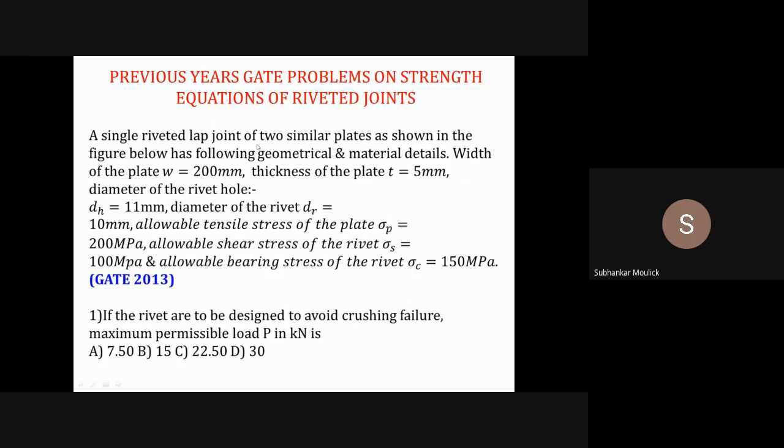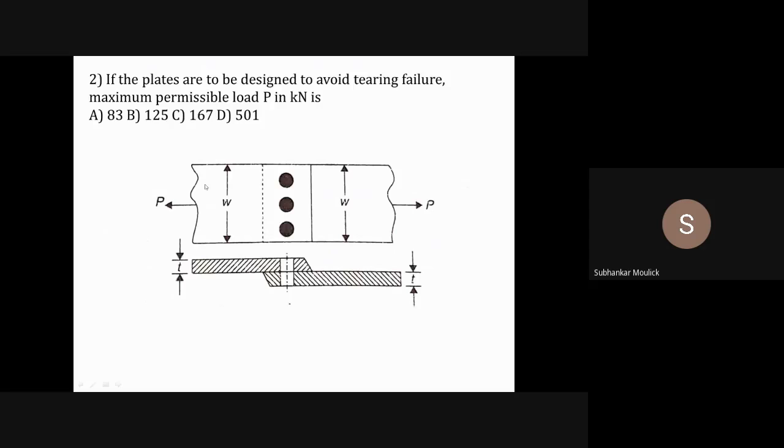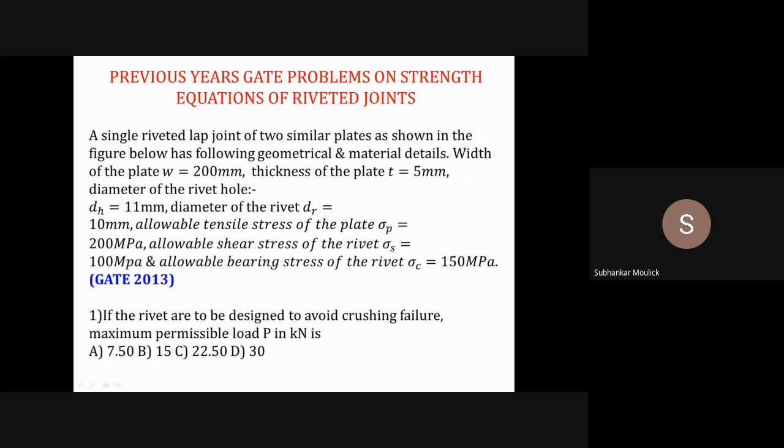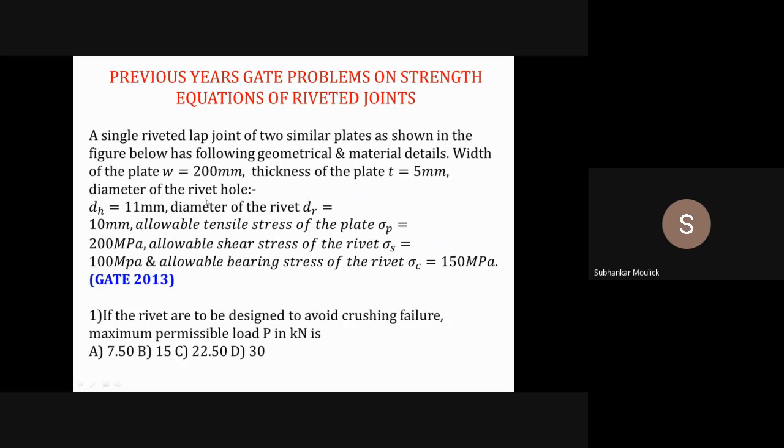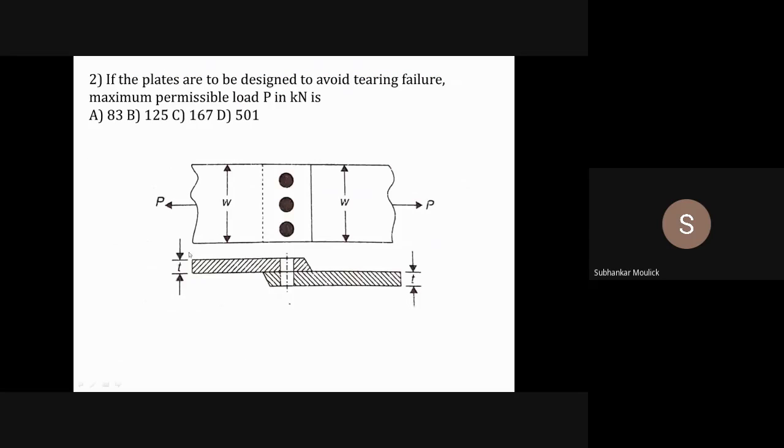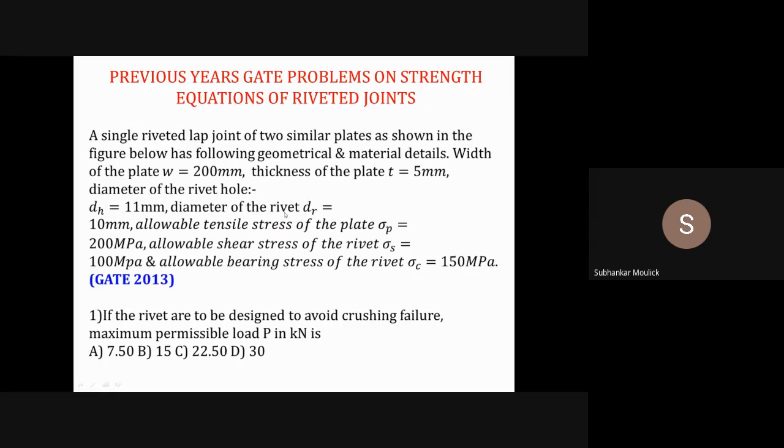Next, what has been told? A single riveted lap joint of two similar plates is shown in the figure below, with the following geometrical and material details. Width of the plate is 200 mm. Thickness of the plate is 5 mm, that means this thickness t is given to you. And diameter of the rivet hole is 11 mm. That means this rivet hole diameter is given to you, that is 11 mm. Diameter of the rivet is 10 mm.